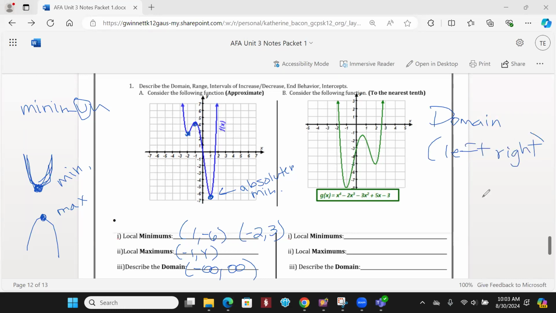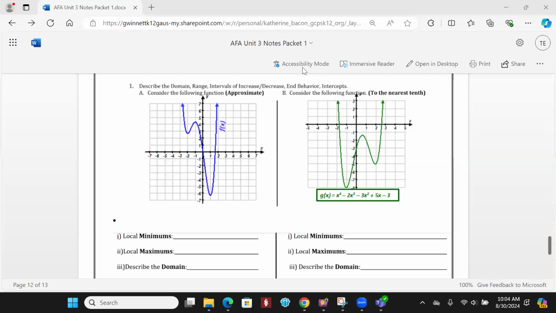And then range is from lowest to highest. Does that make sense? Good? Okay. All right, hope you have that down because I'm about to do the next part.